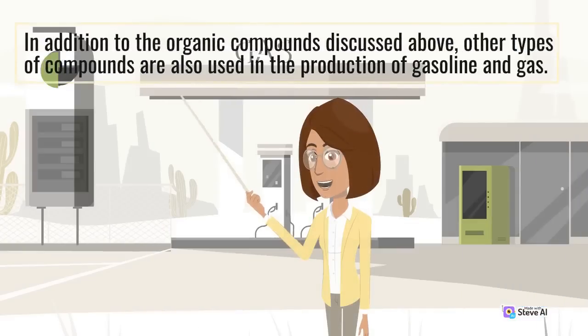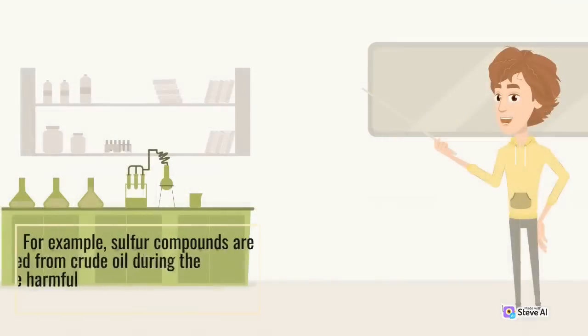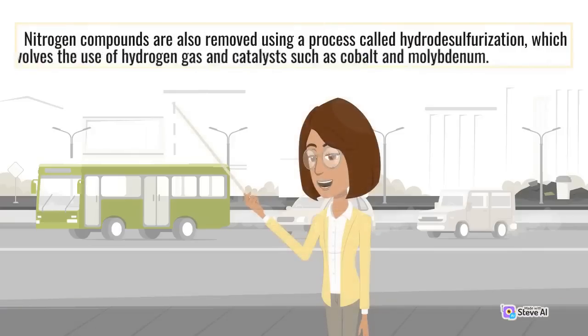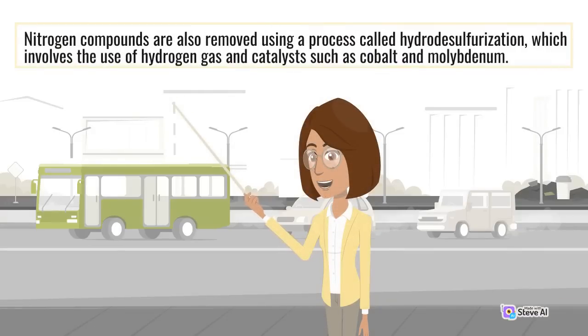In addition to the organic compounds discussed above, other types of compounds are also used in the production of gasoline and gas. For example, sulfur compounds are removed from crude oil during the refining process to reduce harmful emissions. Nitrogen compounds are also removed using a process called hydrodesulfurization, which involves the use of hydrogen gas and catalysts such as cobalt and molybdenum.